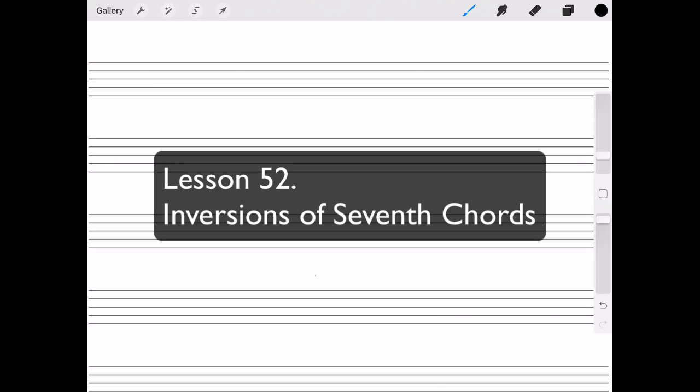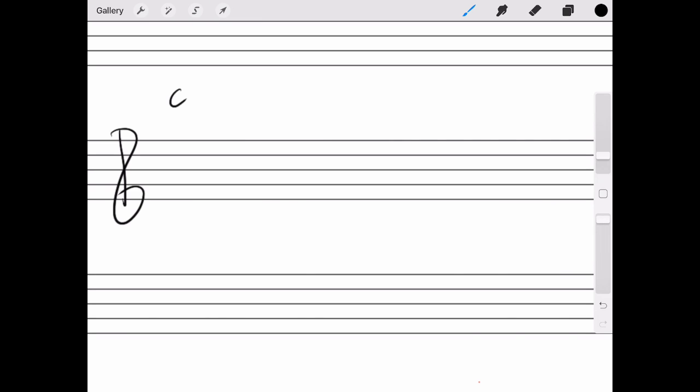The first inversion has the third in the bottom, the second inversion has the fifth in the bottom, and finally the third inversion has the seventh in the bottom. And these all relate to the seventh chord in root position, where the first scale degree of the chord, the root, is in the lowest sounding position. So let's take a look at a C major seventh.